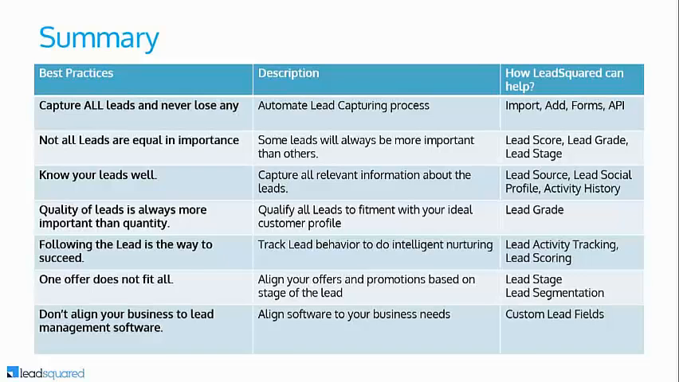You need to figure out the stage of the lead, and based on that you should be aligning the marketing offer. And don't try to align your business process with the software. I have seen this happening at a number of places. When people try to implement a software like CRM, they try to change the business process which might be working otherwise. Don't try to do that. Rather try to align the software with your business needs. If your business process is working, it's effective, then try to align the software, and we can help in LeadSquared by means of custom fields. So that was the summary.